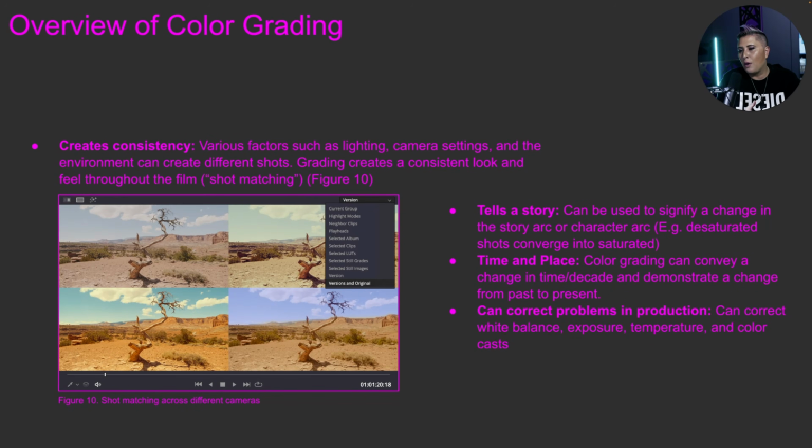It can also correct problems in production. You can have situations where maybe the DIT forgot to or did not properly match the white balance or the exposure, temperature, and even color casts. Color cast is when a fluorescent light bulb or something can cause a change in color that just doesn't look right. Or color cast can also be green off of a green screen being cast onto the backs of your talent. That's another example of color cast or color spill.